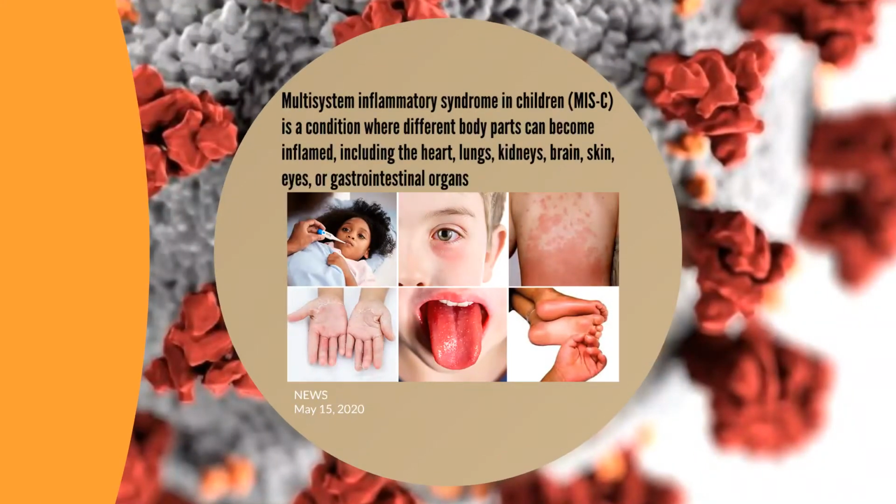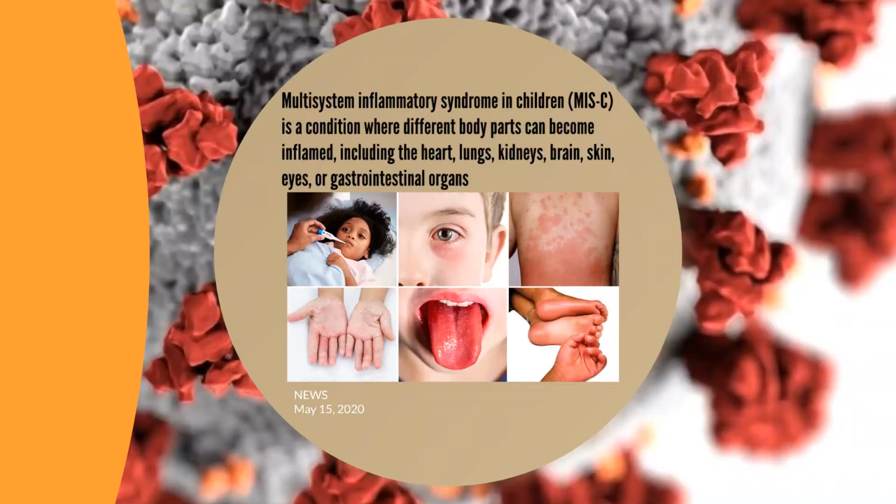So this test is actually used for multi-system inflammatory syndrome in children that's kind of becoming more apparent right now. We don't know a lot about it right now. But it's when different parts of a child's body can become inflamed. And this happens after they have been exposed to the virus. So maybe they had it, or maybe they were exposed to someone with it, and they developed this inflammation in different parts of their bodies. It's all very highly unknown right now.